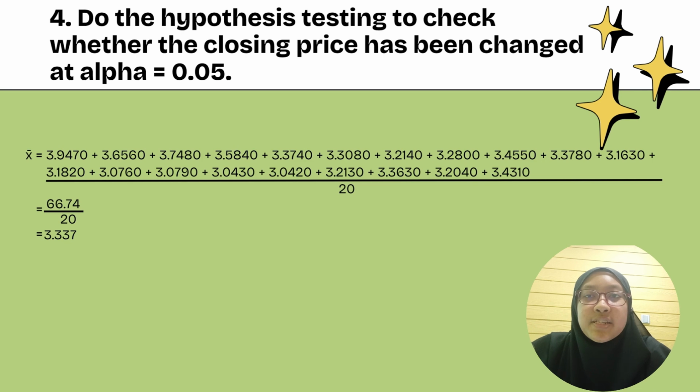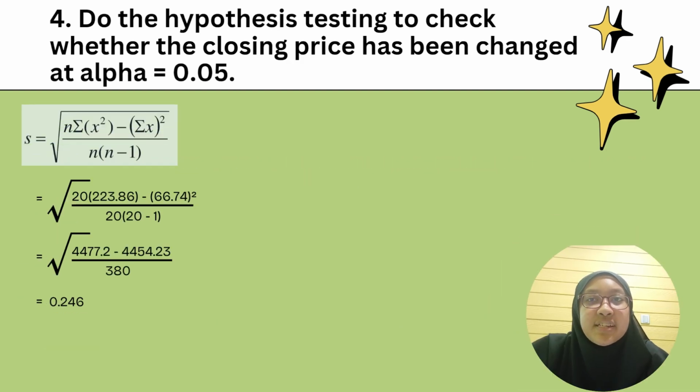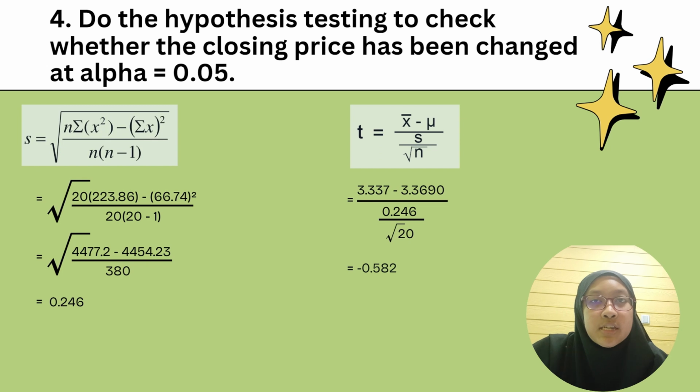Okay, before that, we should find the mean of x first and we get 3.337. After that, we find the total of x and we get 66.74 and the total of x squared is 223.686. Next, we find the standard deviation using the given formula and we get 0.246. And we can find the test value using the given formula, which is t equal to mean minus mu divided by s, which is the standard deviation, over square root of n, the sample size, and we get negative 0.582.